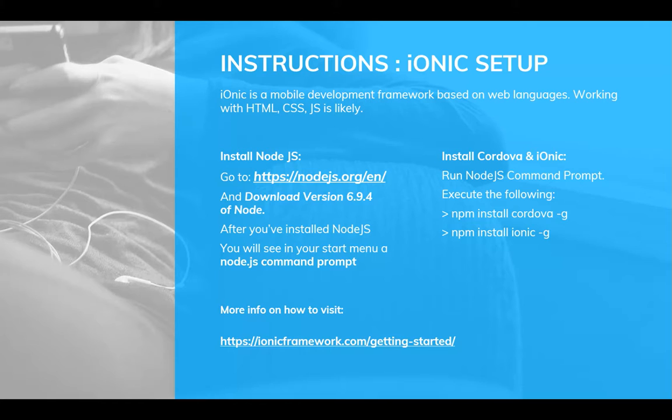For those that don't know, Ionic is basically a framework that will be using web languages. So you'll be working with HTML, CSS for text and styling, and JavaScript for animation functionality, and basically Node.js for back-end, front-end communication. The setup is pretty straightforward. You'll install Node.js. You're going to be using the version 6.9.4, and after we installed it, we're going to run the commands to install Cordova and Ionic. So let's get started.